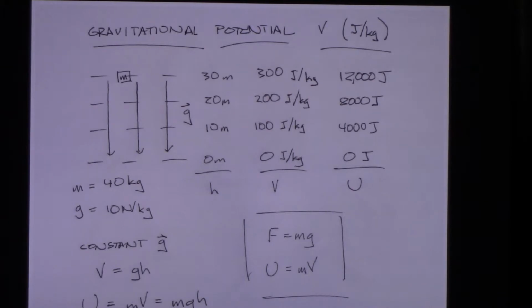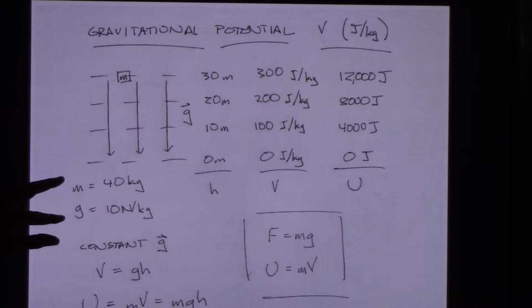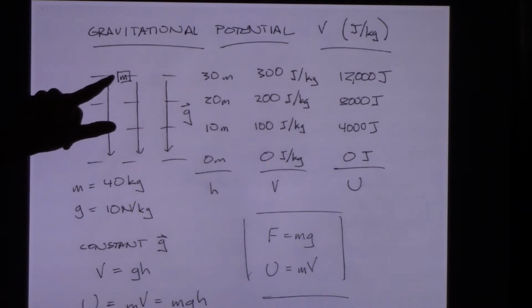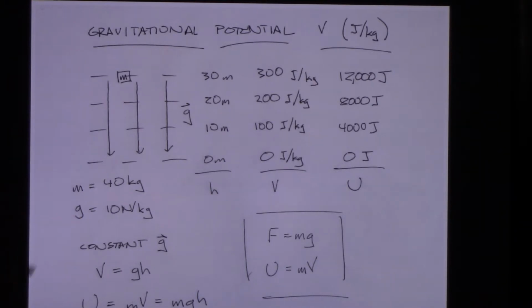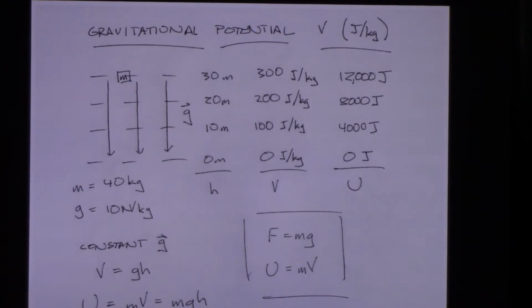This is a modified Earth with a gravitational field that's a little larger. I can easily then calculate the gravitational force on my 40 kilogram object. It's going to have a gravitational force of 400 newtons, directed in the downwards direction.